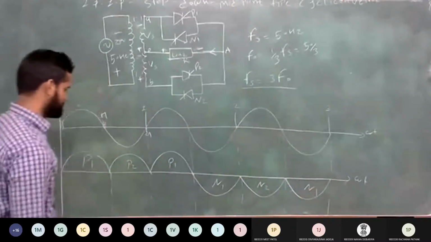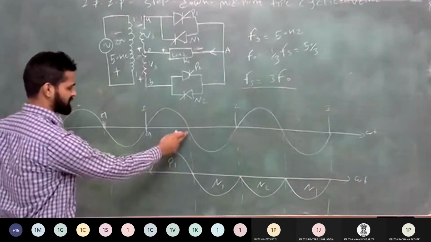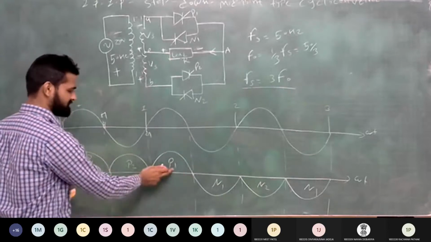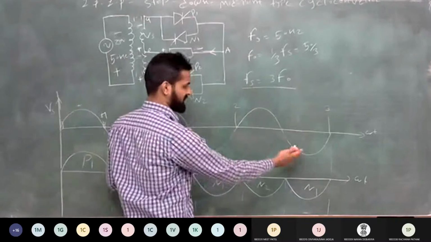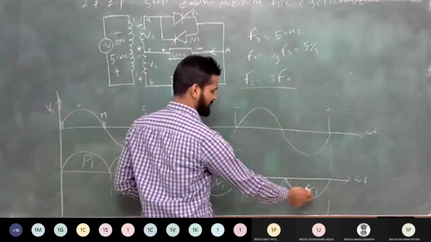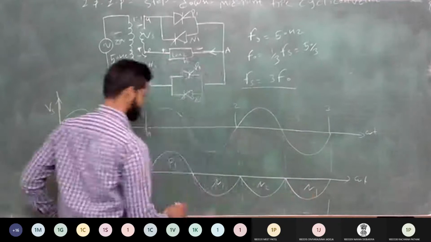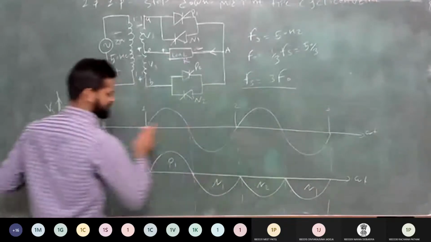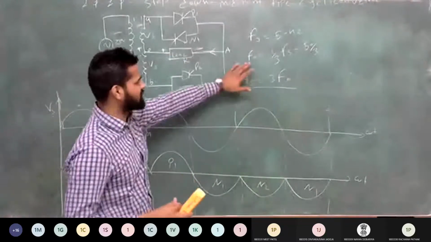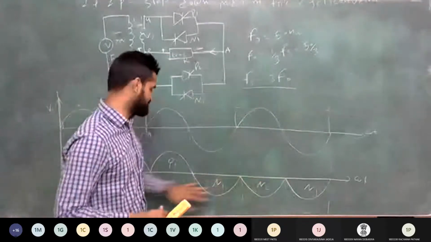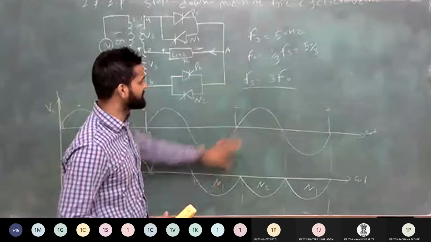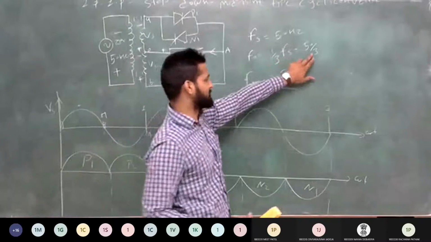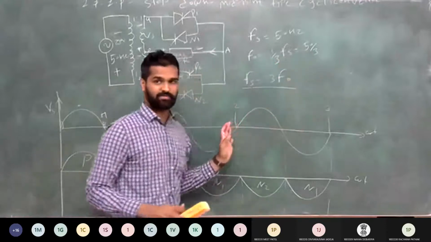So as you can see here, in one half of your supply cycle, you get only positive voltage by conducting P1, P2 and P1, and in another 1.5 cycles, you get only negative voltage. So positive and negative together make one complete cycle, which you get in 3 cycles of your supply. Clear? So that's why we can say that the output frequency f0, the output voltage frequency, is 1/3 times the supply frequency. It is 50/3, if it is a 50 Hz supply. All of you understand this?